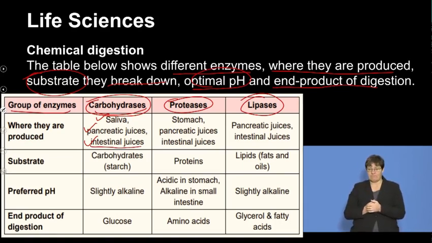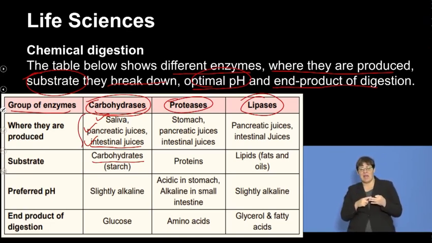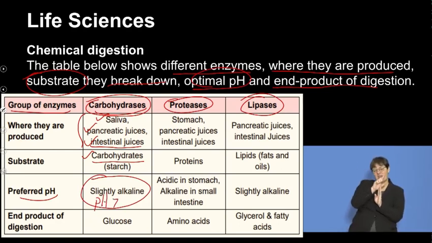Okay. The substrate that these enzymes work on would be carbohydrates. So all of these, saliva, pancreatic juices and your intestinal juices, contain enzymes that break down your carbohydrates and your complex starch. The preferred pH for all of these enzymes is slightly alkaline, so above 7, between 7 to 9, and that's slightly alkaline where the chemical digestion of your carbohydrates takes place.